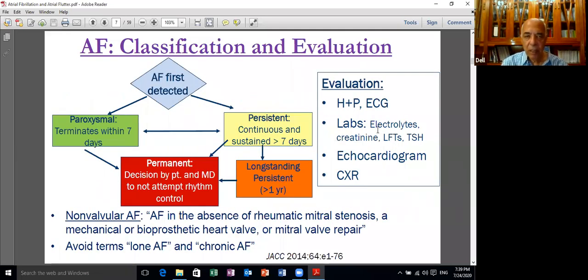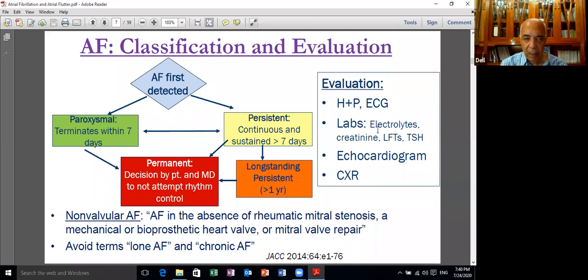Now everyone knows this classification. This is the only accepted classification for atrial fibrillation nowadays. We try to avoid vague terms like lone atrial fibrillation or chronic atrial fibrillation, but we know that atrial fibrillation can be a first detected phenomenon. It can terminate within a week or less than a week. This is paroxysmal atrial fibrillation. It can continue for almost 1 complete year. This is persistent atrial fibrillation. If it persists for more than 1 year, it's called long-standing persistent.